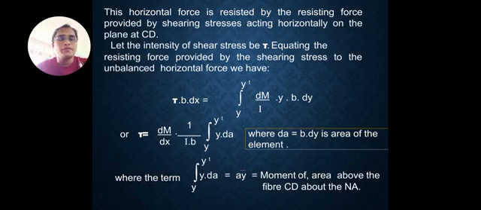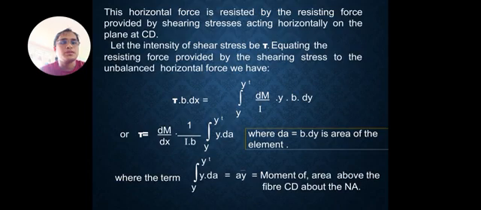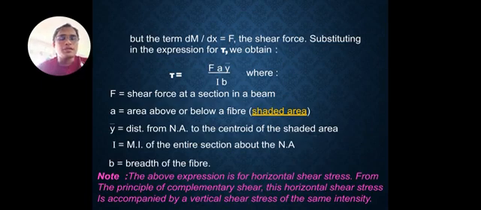So, we have T b dx equal to the difference of the moments. For the left side of CD, it is equal to M over I times y b dy, and for the right side of CD, the same expression applies. But the term dM over dx is equal to F.